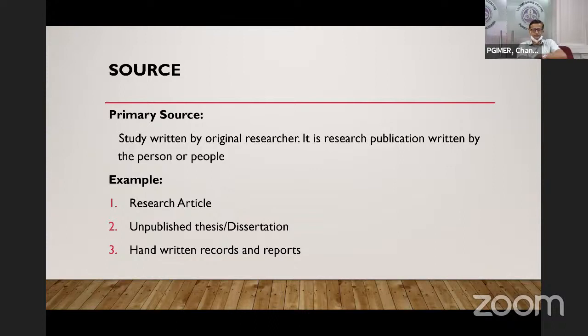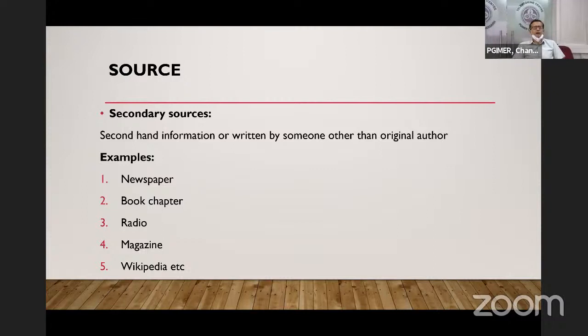Then there are the secondary sources. This is second-hand information, which can be extracted from newspapers or book chapters, or it could also be through the radio or magazines, and you simply Google it. So these are the two sources from where you can take information.